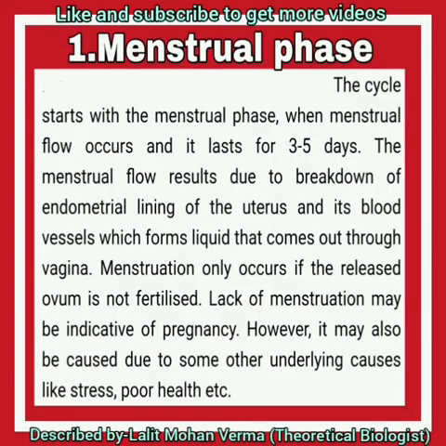So the cycle starts with the menstrual phase, when menstrual flow occurs, and it lasts for 3 to 5 days, from the 1st to the 5th. The menstrual flow results due to breakdown of the endometrial lining. There are 3 linings of the uterus. So the endometrial lining of the uterus and its blood vessels form a liquid that comes out through the vagina.